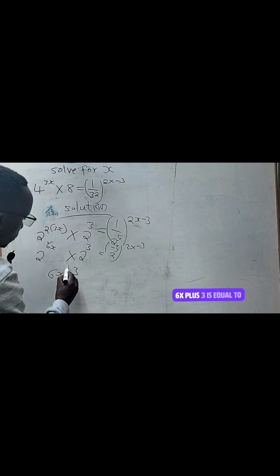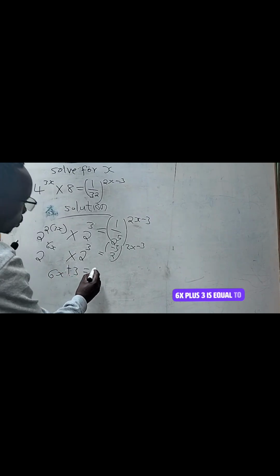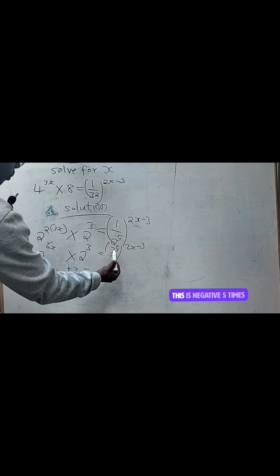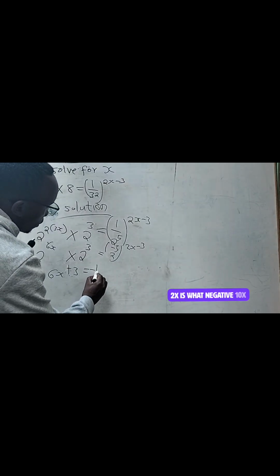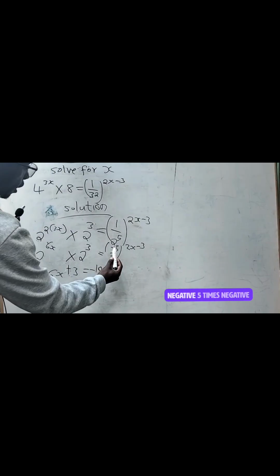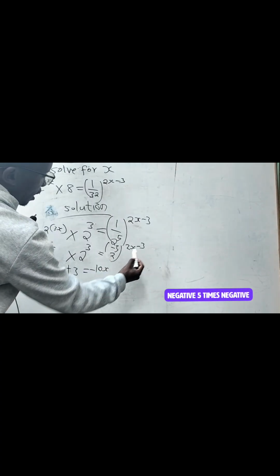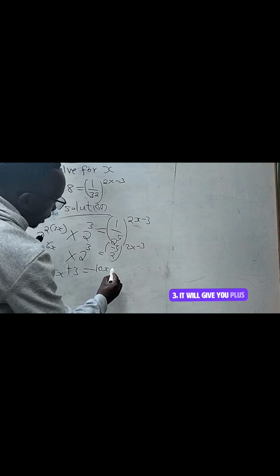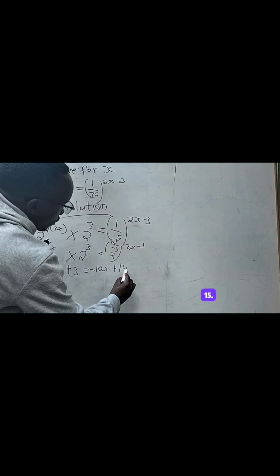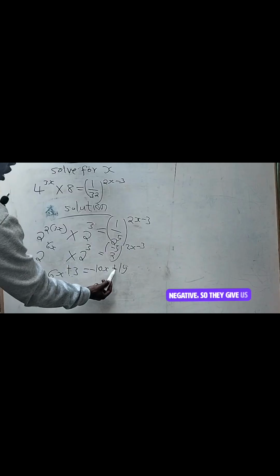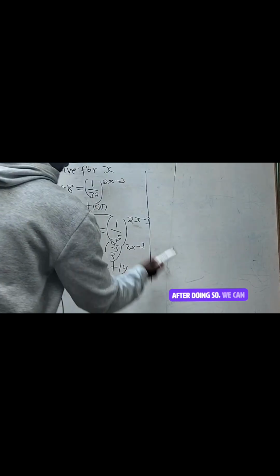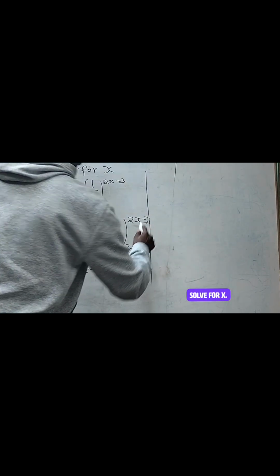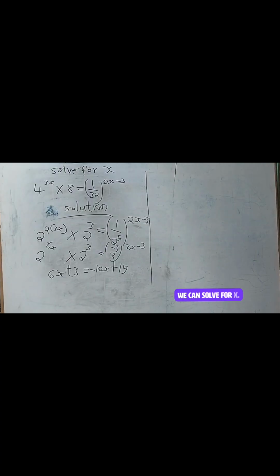6x plus 3 is equal to, this is negative 5 times 2x, which is negative 10x. Negative 5 times negative 3 will give you plus 15. This is a negative and a negative, so they give us a positive. After doing so, we can solve for x.